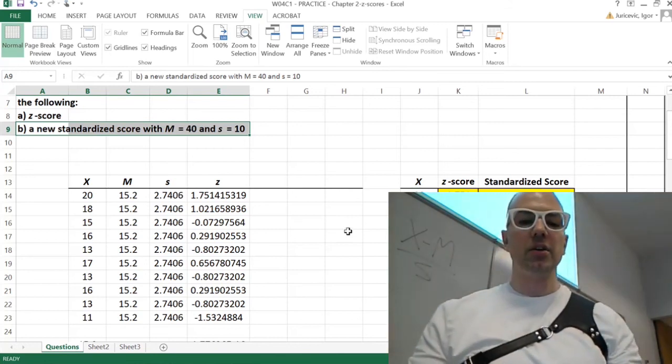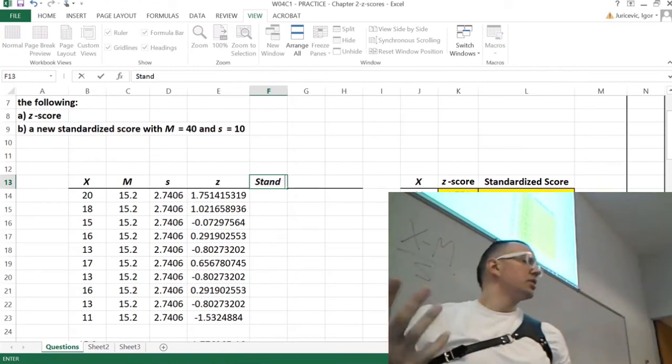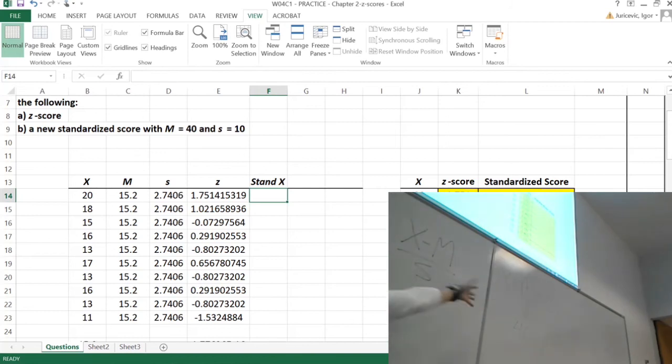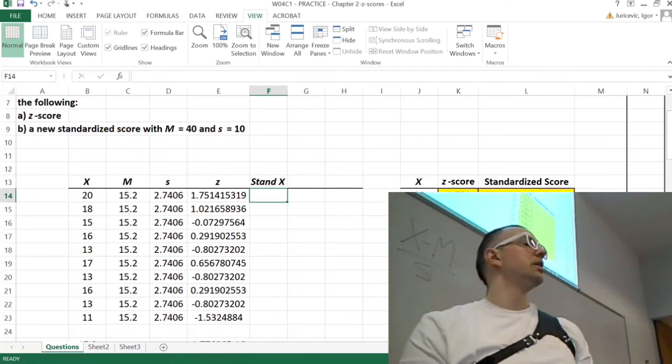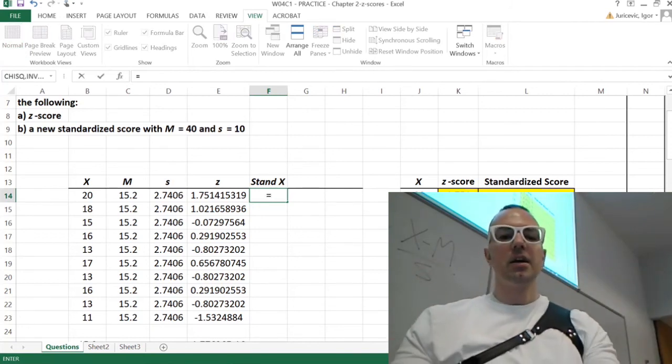We can go here to a new column. We're going to call this stand X, just so that we know these are our standardized scores. And then we can just use the formula here. Because we're entering in these means from our question, we can just do that straight in here.